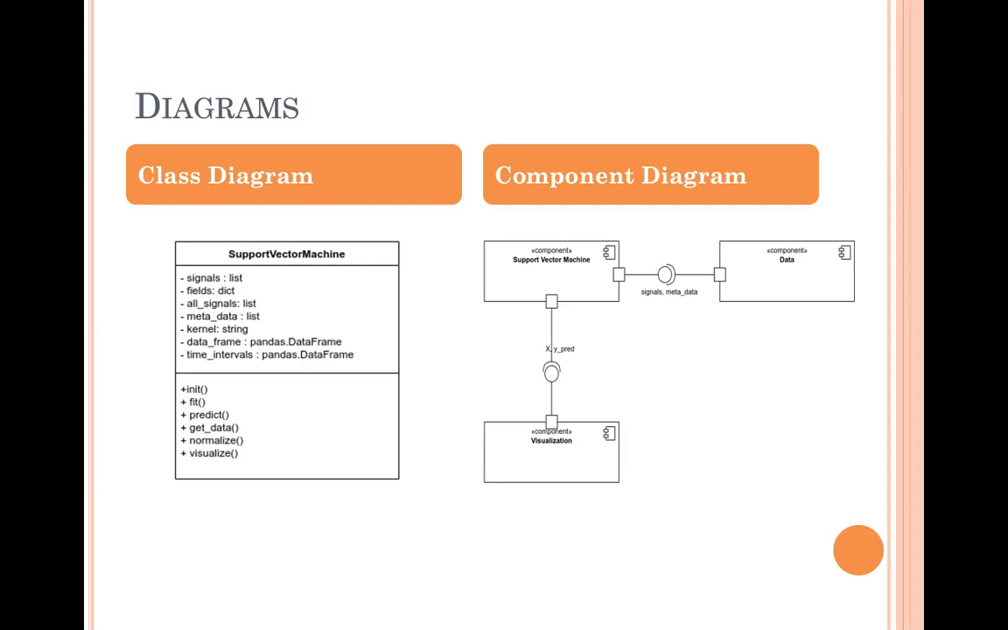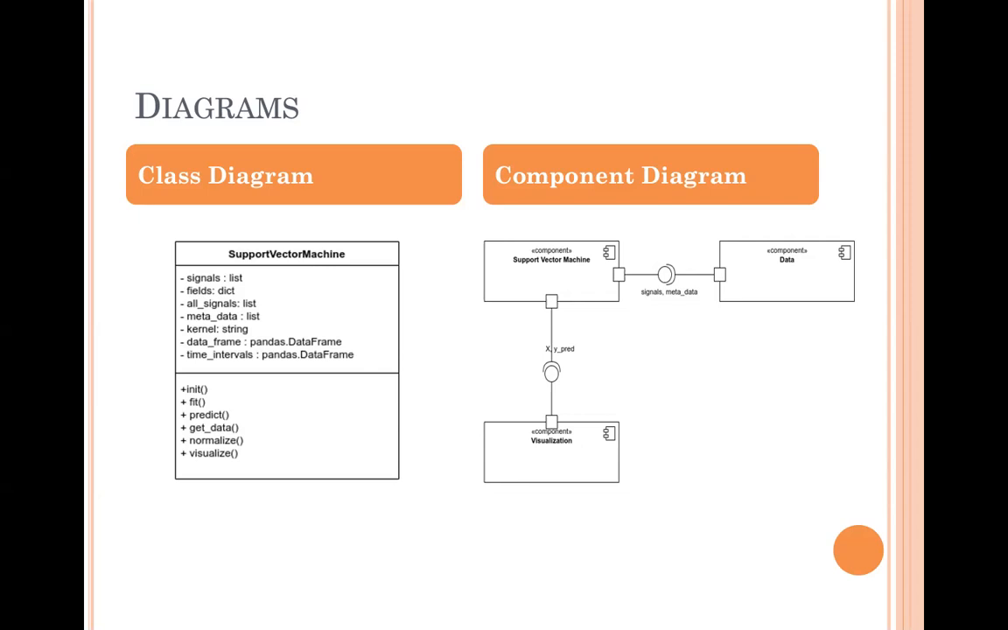The component diagram separates the system into different levels of functions. A component represents an independent subsystem under the system. First, in the data component, the data will be processed, then processed signals and metadata will be given as inputs to the support vector machine component.